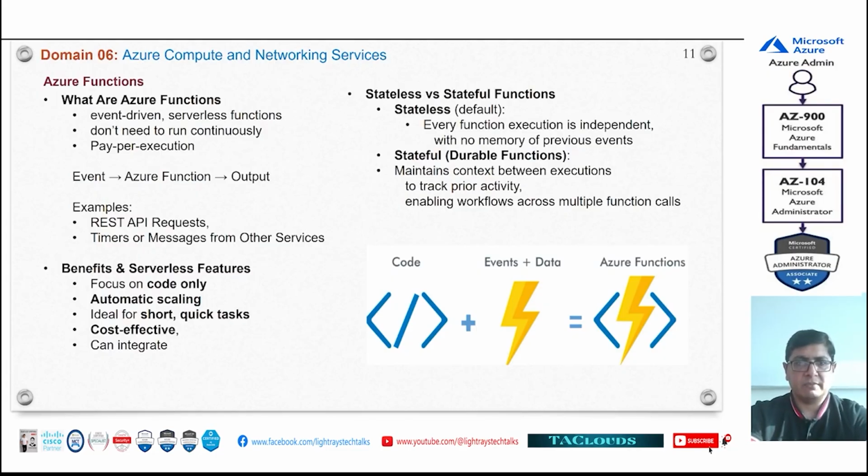So what are the benefits? Focus on code only. You don't need to worry about the virtual machine. You don't need to worry about the container. You will just use your code and that code will give you authority to run the function. You will just run the function and use it, same like the example of the calculator. Automatic scaling, same like containers. Automatically you can create 2 functions, 3 functions, 5 functions. Ideal for short and quick tasks.